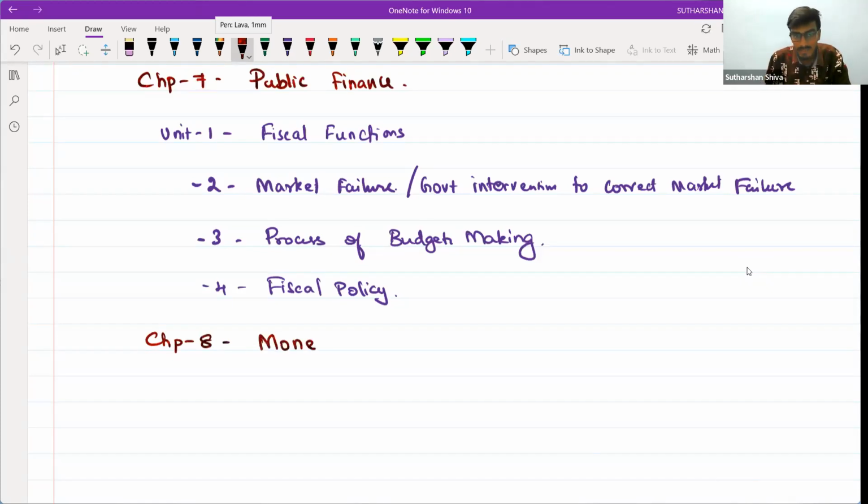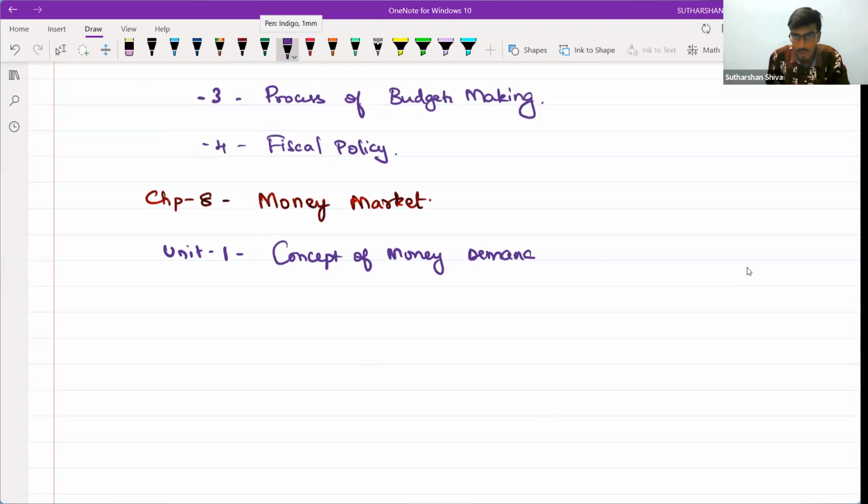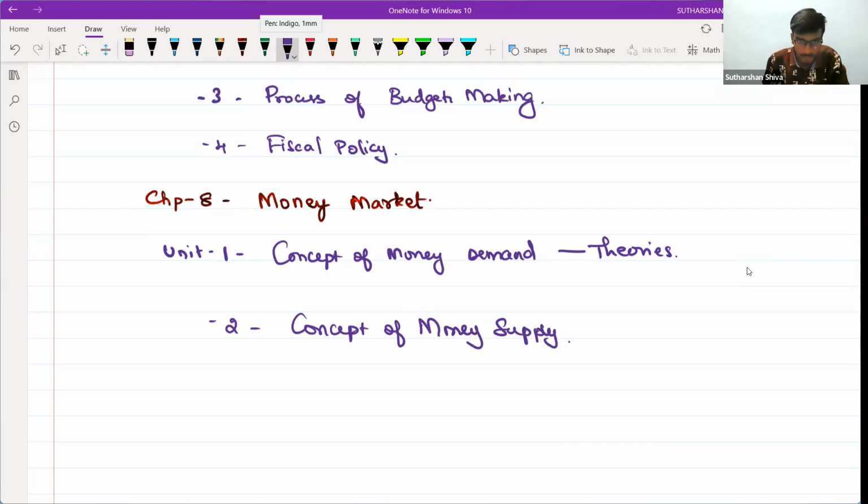Chapter number 8 is another interesting area to focus on, that is regarding money markets. Everyone's favorite. My favorite is money market. In unit number 1, we are simply going to learn the concept of money demand, along with some economics theories. And then second, it is about the concept of money supply. M1, M2, M3, M4 and all you are going to learn.